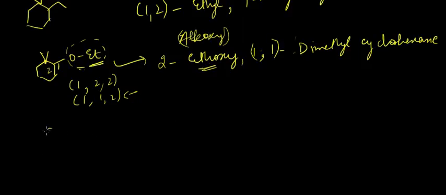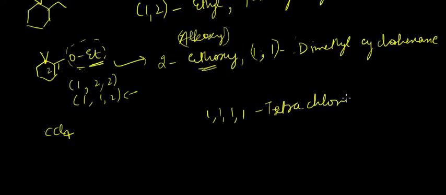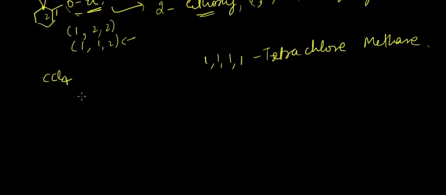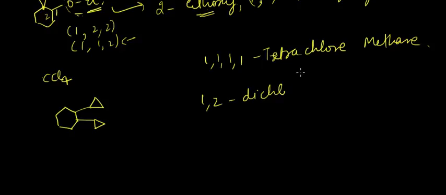Okay, so we have something called CCl4, then the IUPAC name would be tetrachloromethane. If we have something like this, then the IUPAC name would be 1,2-dicyclopropyl hexane.